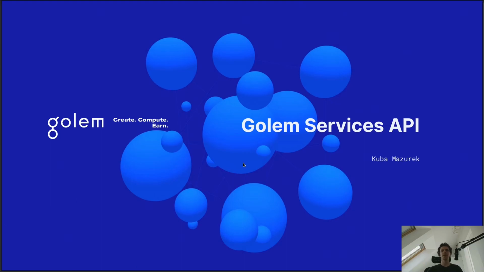Hello everyone. Today I'd like to give you a tour of a new feature that we've recently introduced to our Golem Python API, which is the service model. The service model allows you to run long-running processes within the Golem network, and as such it's kind of different to what we've been showing you in our examples up until now.